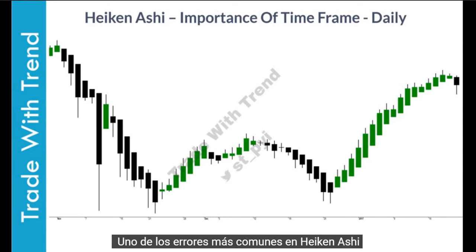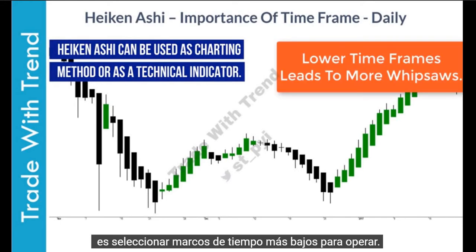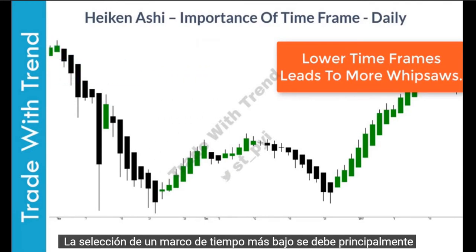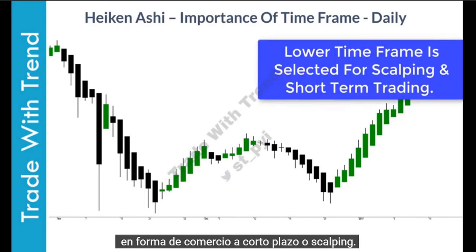One of the most common mistakes in Aiken Ashi is to select lower time frames for trading. Do remember that Aiken Ashi is a trend trading indicator, and the lower the time frame you select, the noisier the trend will be. Lower time frame selection is mostly due to traders willing to generate daily income in the form of short-term trading or scalping.